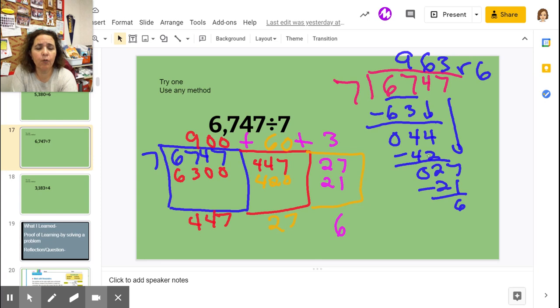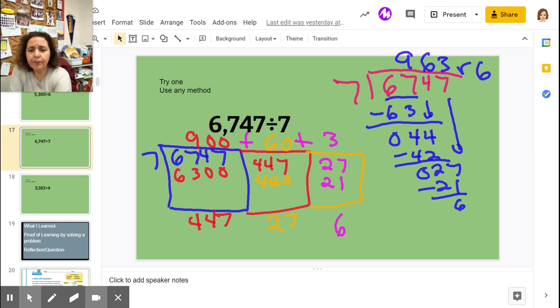7 times 6 is 42. Subtract. 4 take away 2 is 2. 4 take away 4 is 0. Is 2 less than 7? Yes. So I can bring down my 7. 7 goes into 27 3 times. 7 times 3 is 21. 7 take away 1 is 6. Is 6 less than 7? Yep, I'm done. So my remainder is 6.